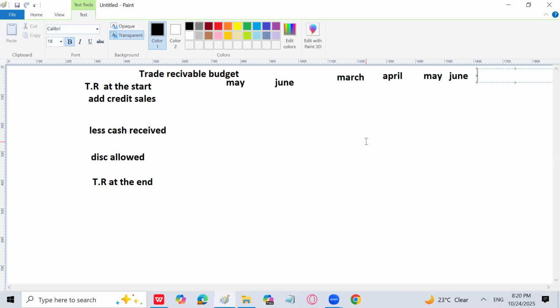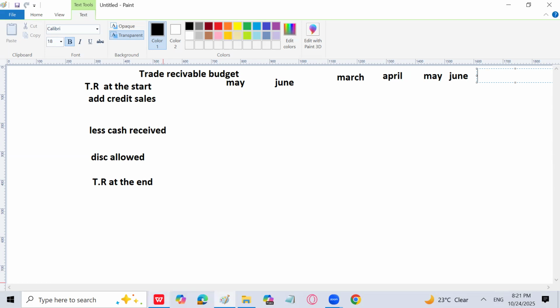So the first thing, why do we need sales? Because the trade receivable budget is not prepared in units. Production budget is prepared in units. Purchase budget is prepared in kgs and then transferred into dollars by multiplying the kg per unit. But the trade receivable budget is always prepared in dollar amounts. So I need the amount of credit sales so that I can find the trade receivable at the start and all the things required in the question.